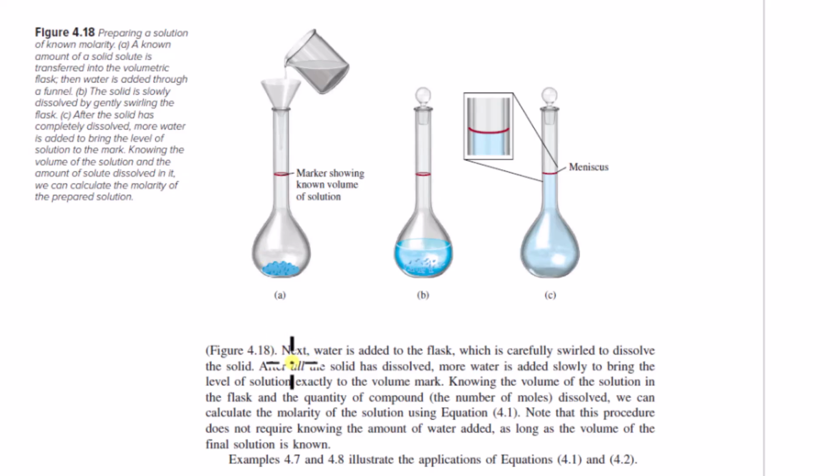Okay, then next, water is added to the flask, which is carefully swirled to dissolve the solid. So you just add some water to the flask, not a lot, but just enough to disperse the solutes, and then swirl the mixture around to allow everything to dissolve. Then after all the solids have dissolved, you go ahead and add more water slowly to bring the level of the solution to the volume you're looking for, right?